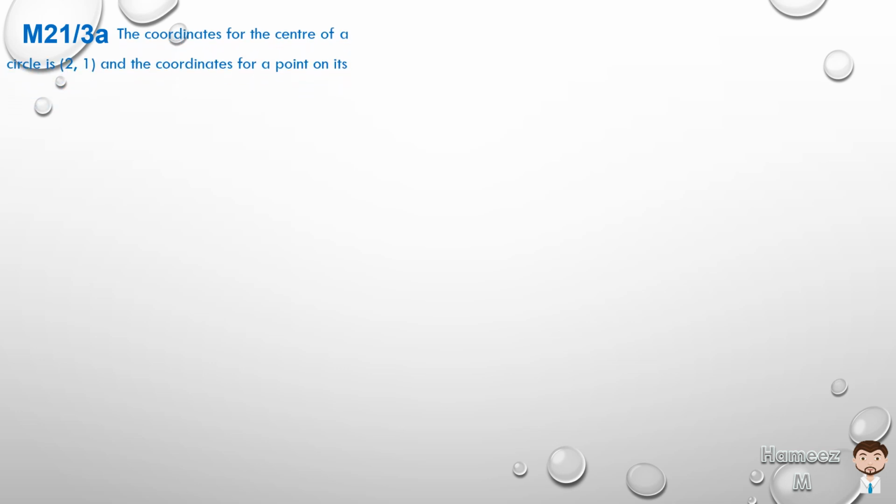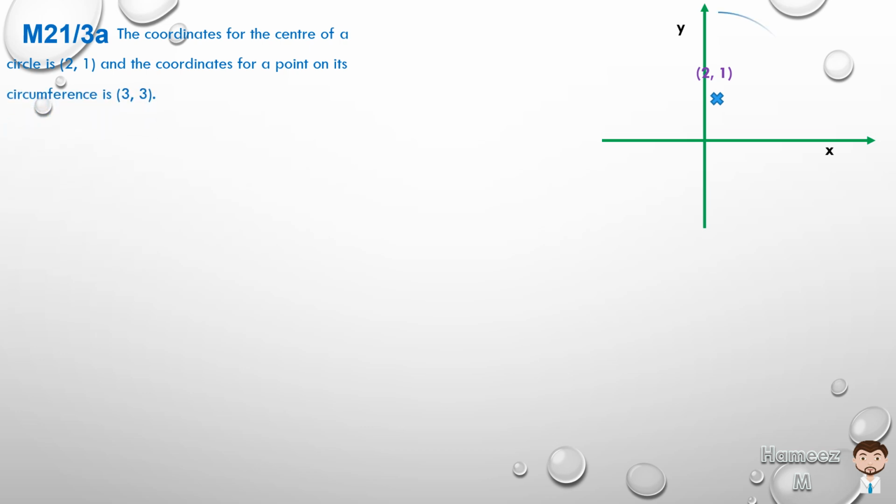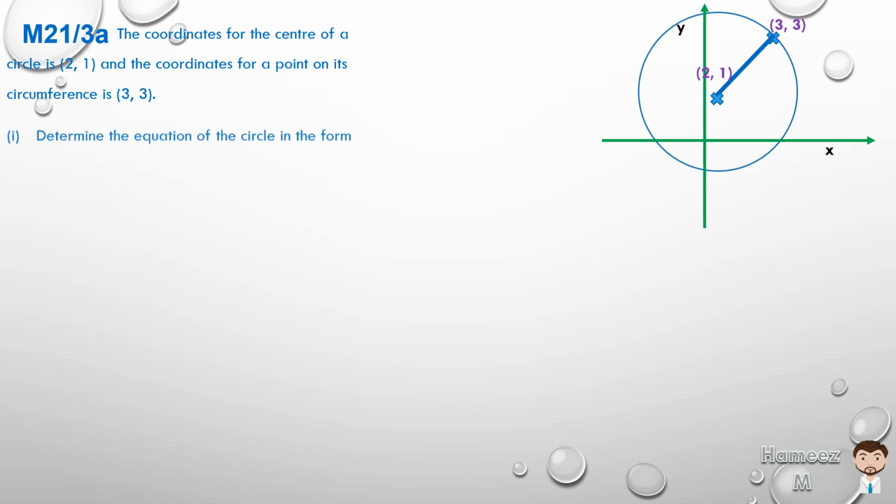May 2021, number 3A. The coordinates for the center of a circle is 2, 1. So let's bring up a sketch and let's put the center of the circle there. And the coordinates for a point on its circumference is 3, 3. So let's bring up a circle. So let's bring up that point 3, 3. Remember, this is a sketch, so we're just picturing what it looks like.